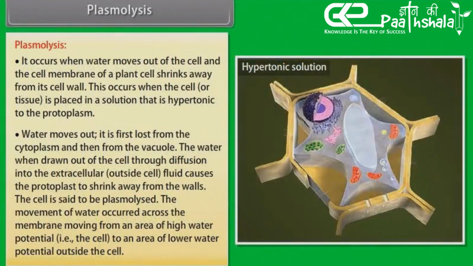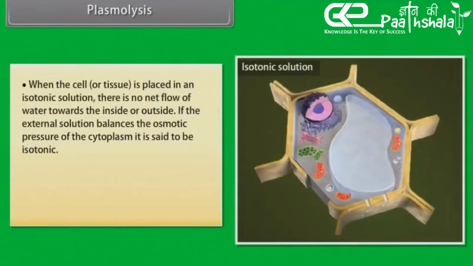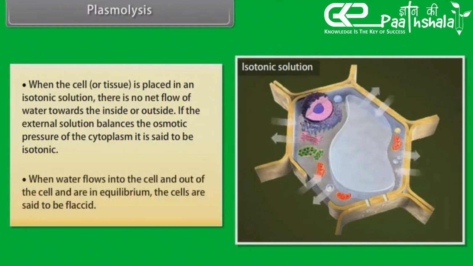The movement of water occurred across the membrane, moving from an area of high water potential to an area of low water potential outside the cell. When the cell or tissue is placed in an isotonic solution, there is no net flow of water towards the inside or outside. If the external solution balances the osmotic pressure of the cytoplasm, it is said to be isotonic. When water flows into the cell and out of the cell in equilibrium, the cells are said to be flaccid. The process of plasmolysis is usually reversible.